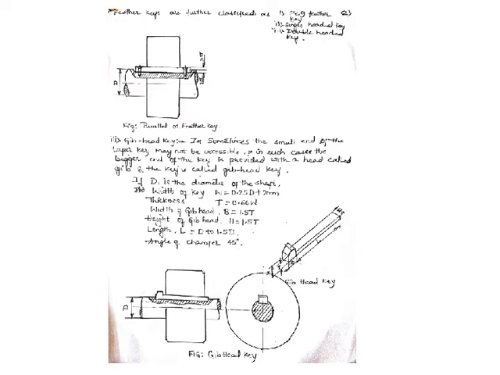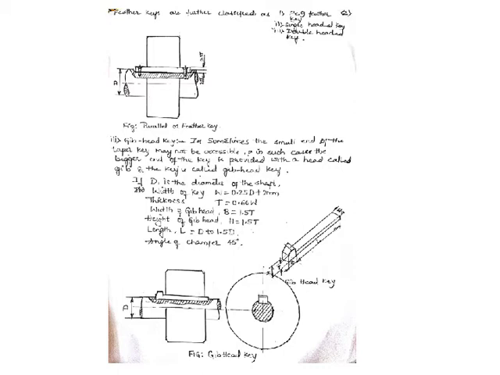In the figure we can see that W is the width of the key, and W is equal to 0.25 times the capital D plus 2 mm. The thickness of the key is capital T, which is equal to 0.66 W. Width of the gib head and height of the gib head are both kept as 1.5 T.